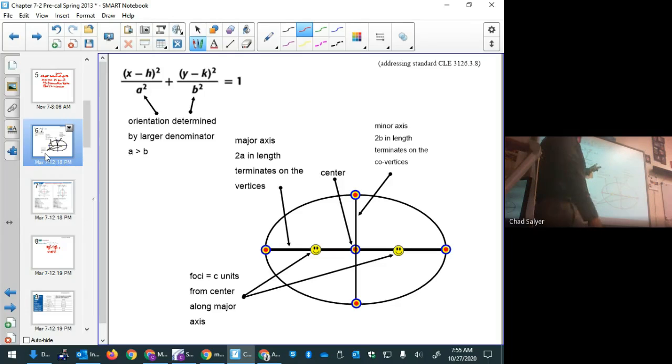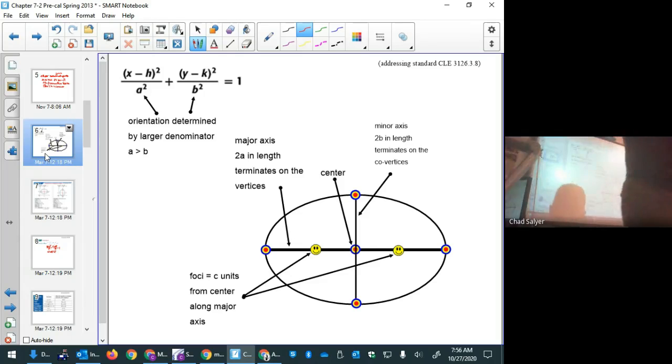So the major axis is 2a in length. Now notice this is a squared. So I have to take the square root of that denominator to find a. And then 2 times that value is this length. So starting from the center, it's a units this way, a units that way. Now, if I take the square root of the smaller denominator, that gives me the minor axis, which is 2b in length, and it terminates on what we call the co-vertices.